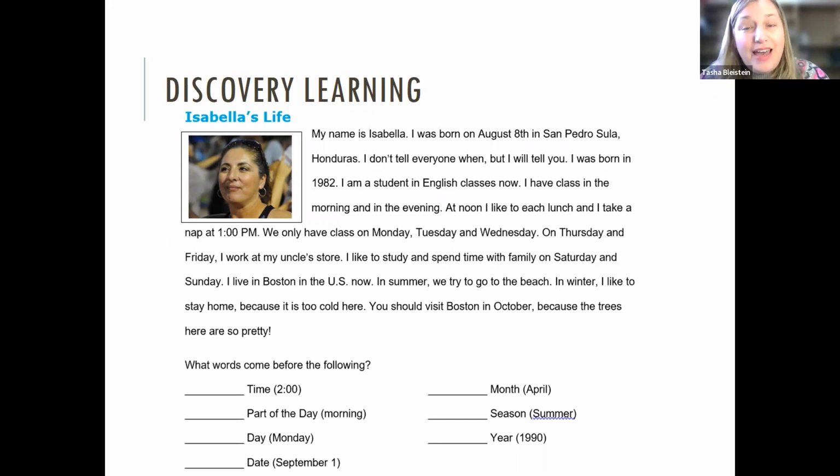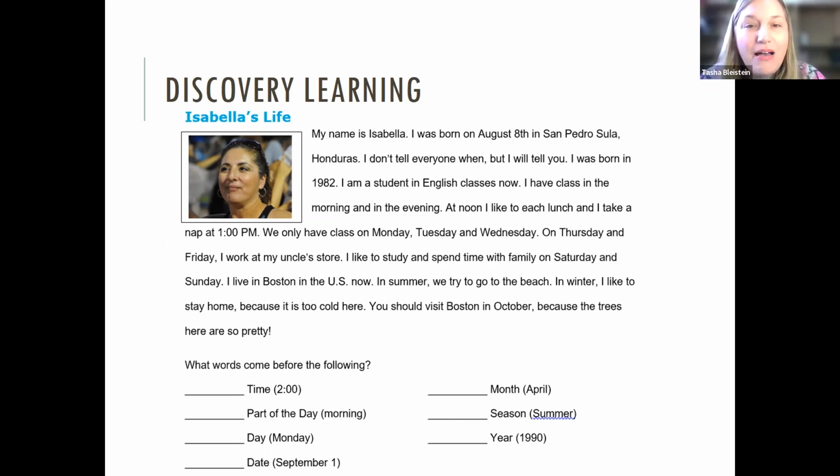And they would then underline the word that comes before. So I checked and see if we all had the same words, and then they're going to underline. So if they circled August 8th, they would underline on, and we might do that first one together. Then I want them to tell me the rules. So below that, what words come before the following? So what comes before a time? So they would look up and see 1:00 p.m. circled, and before that, they would see at. So they would write the word at.